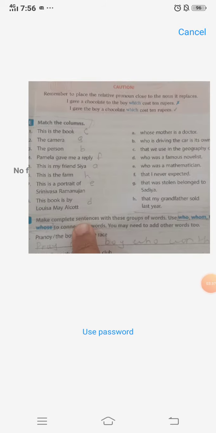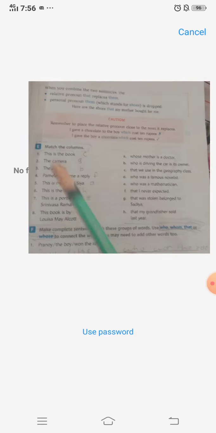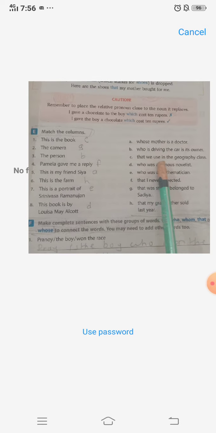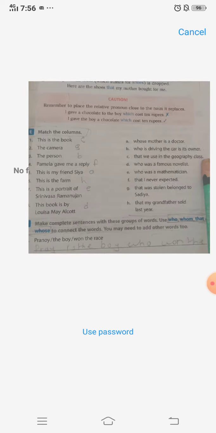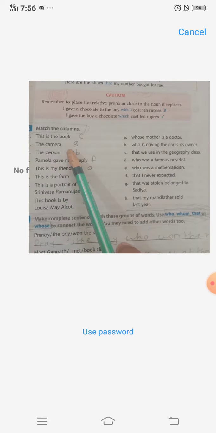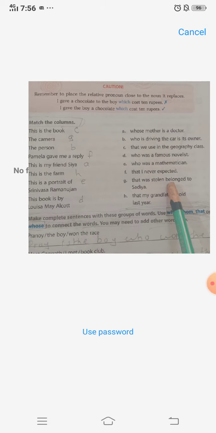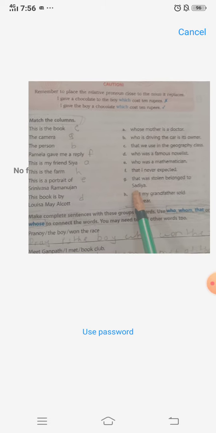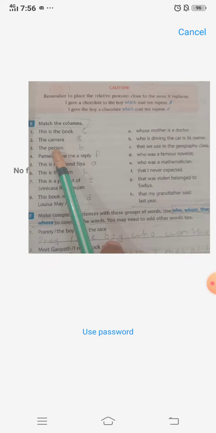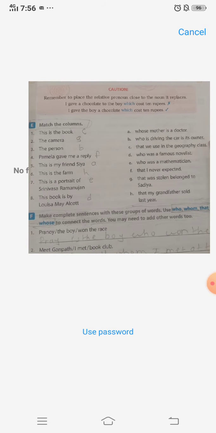One part of the sentence is given here and the other part is given here. So you have to join them. This is the book that we use in geography class. It goes this way. Check the meaning and match accordingly. The camera that was stolen belonged to Sadia. Then the person who is, if it is a person, then definitely who will come. The person who is driving the car is its owner.